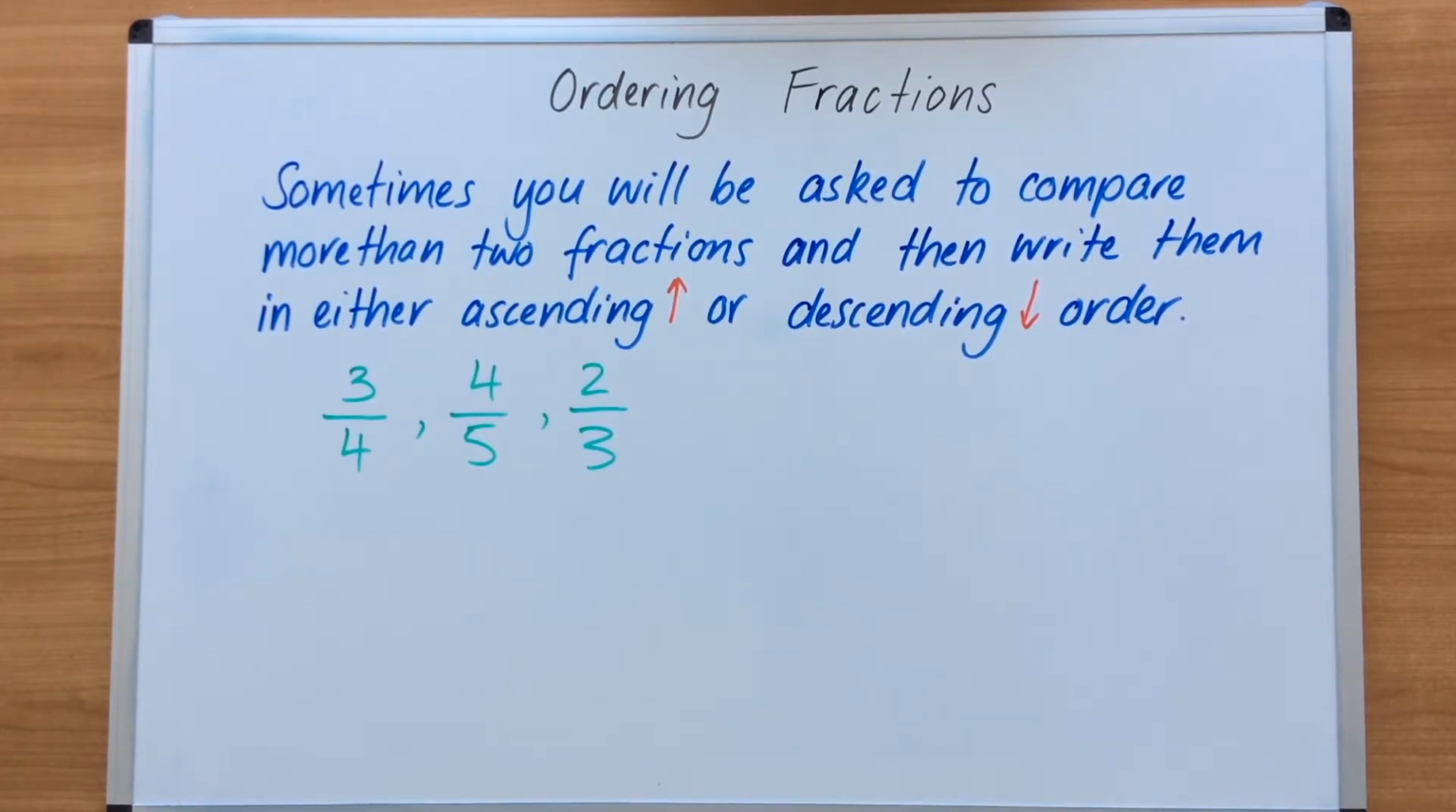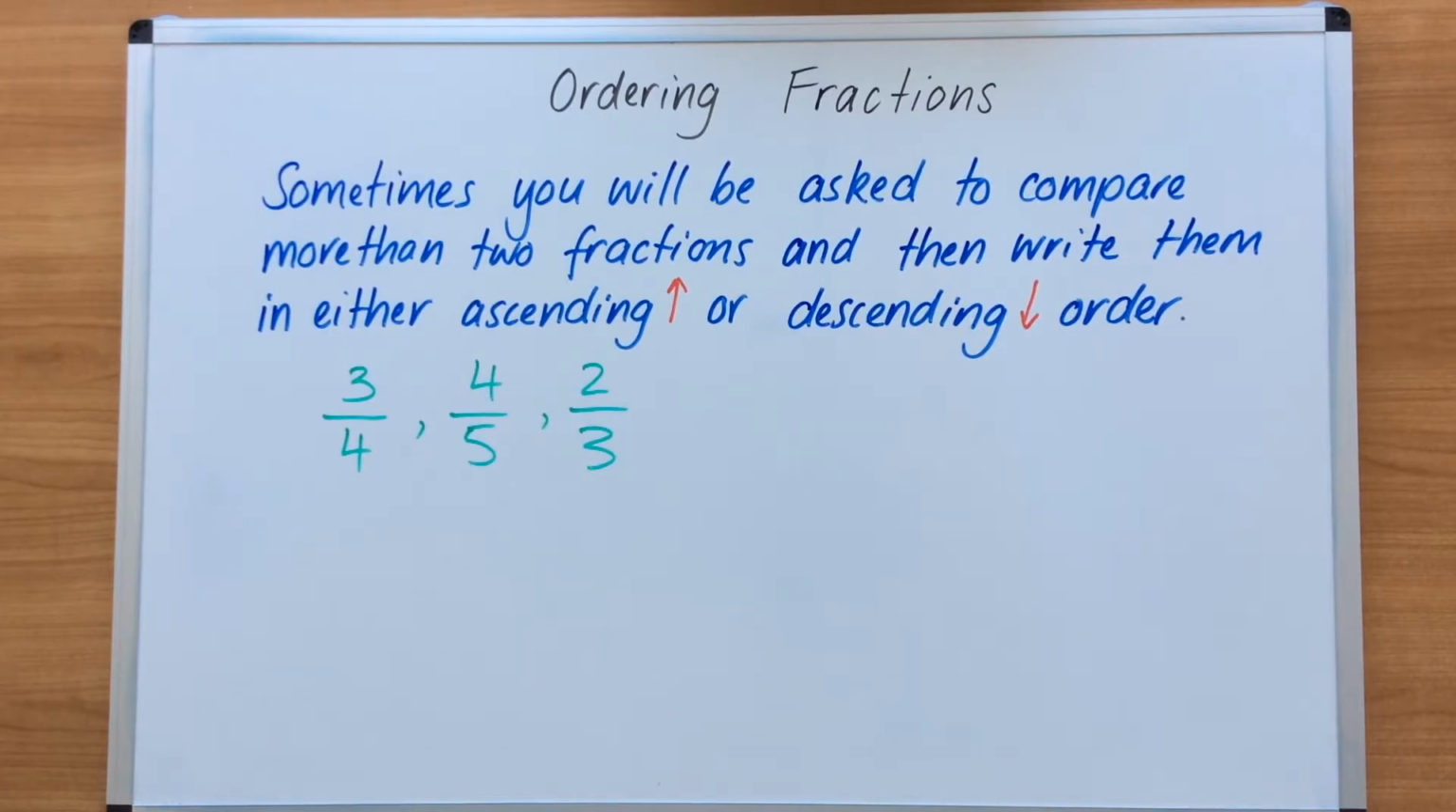Sometimes you will be asked to compare more than 2 fractions and then write them in either ascending order, which is smallest to biggest going up, or descending order, which is biggest to smallest going down. We have three fractions here, all with different denominators, so it's very difficult to compare them. So we have to find the lowest common denominator of 3, 4 and 5, okay, as we've got here. So to do that, what we have to do is look at our times tables, and we go through our times tables to find answers that are going to equal the same.